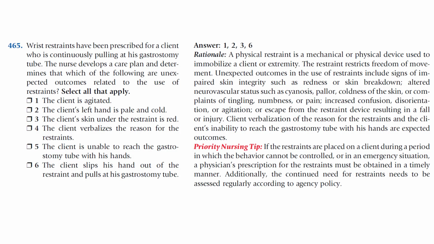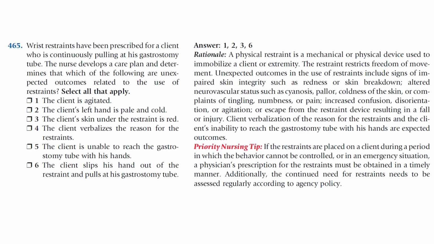465. Restraints have been prescribed for a client who is continuously pulling at his gastrostomy tube. The nurse develops a care plan and determines that which of the following are unexpected outcomes related to the use of restraints. Select all that apply.